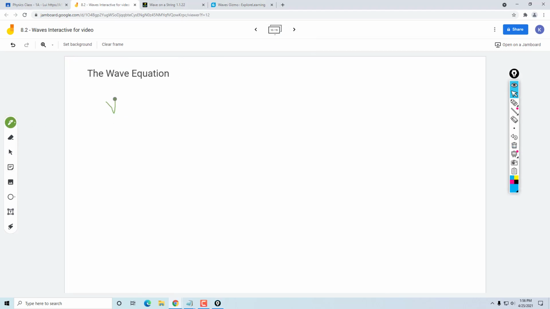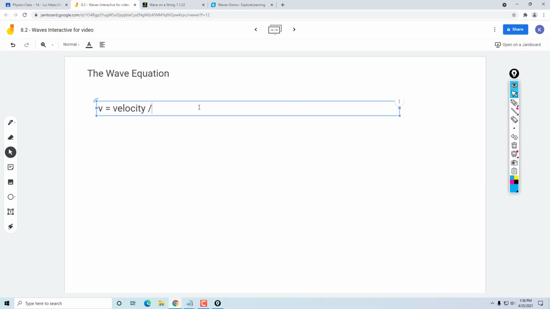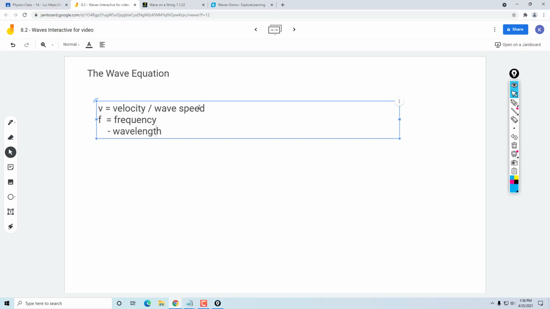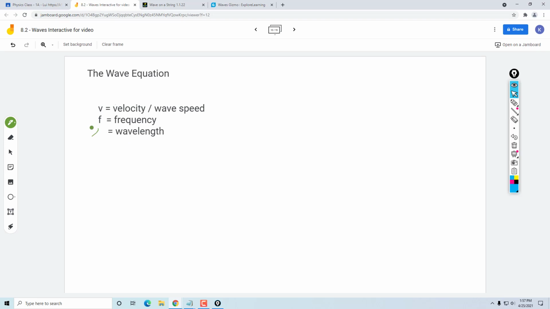So we have V. Let's type it. We have V, which is the velocity, how fast the wave is moving, which is also wave speed. We have F, which is frequency. And we have lambda, which is wavelength. I'll handwrite this one. Wavelength. We use the Greek letter lambda for this.